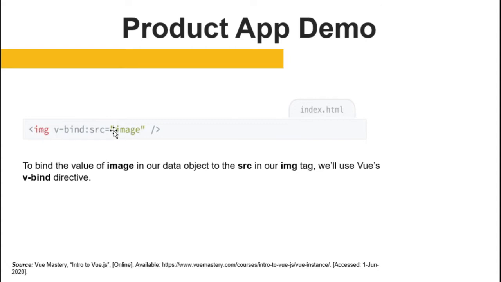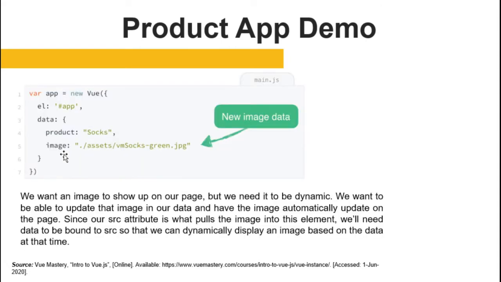So this will be our code for this one. Which means, how come image is the thing we need to put here inside our v-bind directive? Remember, image is the name of our property here inside our data.